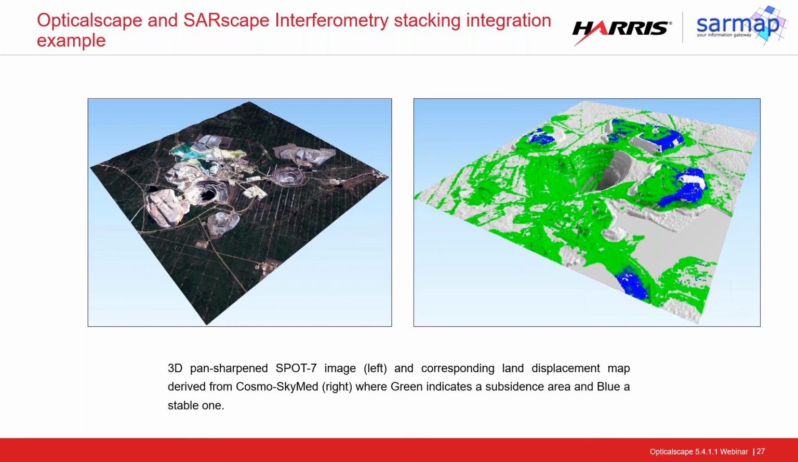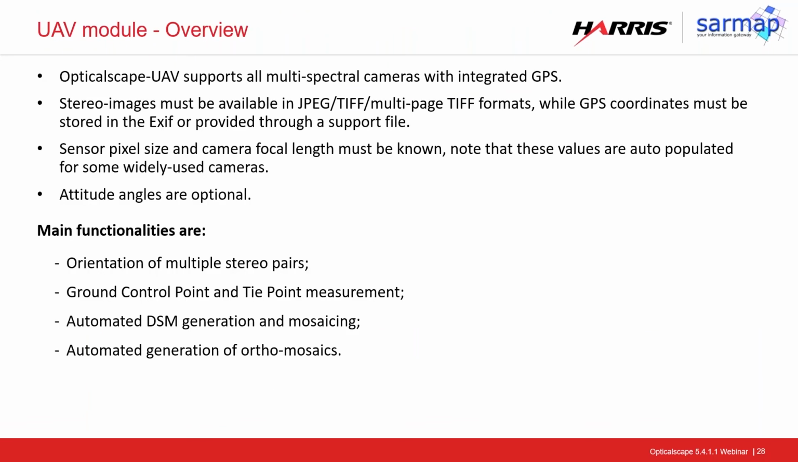Thank you, Loris. Hello, everybody. I am Alessandro, and I'm the person responsible for Opticalscape UAV. Opticalscape UAV provides the possibility to generate digital surface models, point clouds, and orthomosaic images. The image formats supported are JPEG, TIFF, multi-page TIFF, and single-band TIFFs. The images must be geotagged, and the GPS information must be stored in the EXIF metadata. The sensor pixel size and camera focal length, if not available in the EXIF metadata, must be known by the user, and attitude angles are optional.